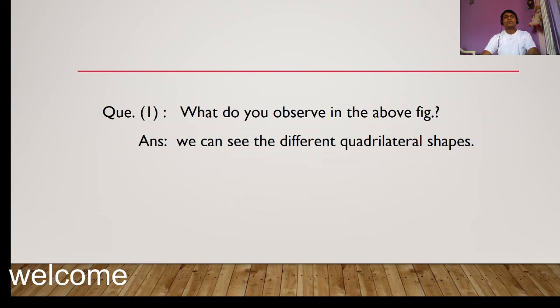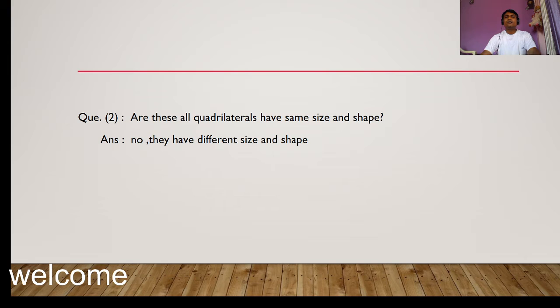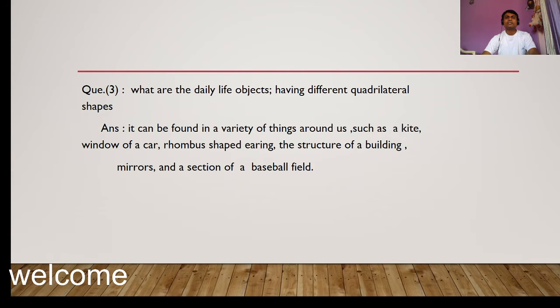From the observation, I put some questions in front of our students. What do we observe in the above figures? We can see different quadrilateral shapes. They all have four edges, but they have different sizes and shapes. They are not the same. Do all these quadrilaterals have the same size and shape? No, they have different sizes and shapes. Some have all sides equal, some are not equal, some have opposite sides parallel, some are not parallel. In this way, you may see that different quadrilaterals have different sizes and shapes.